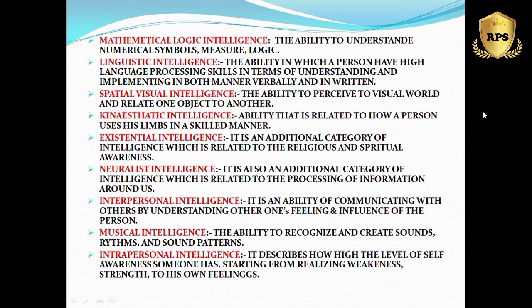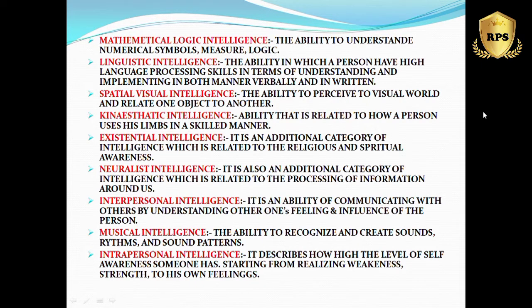Then, existential intelligence. It is an additional category of intelligence which is related to religious and spiritual awareness. You can see some saints who know very well about religion and spirits. Those come under this intelligence. Naturalist intelligence. It is also an additional category of intelligence which is related to the processing of information around us. Actually, these two intelligences are not old in this list. These are new in this.